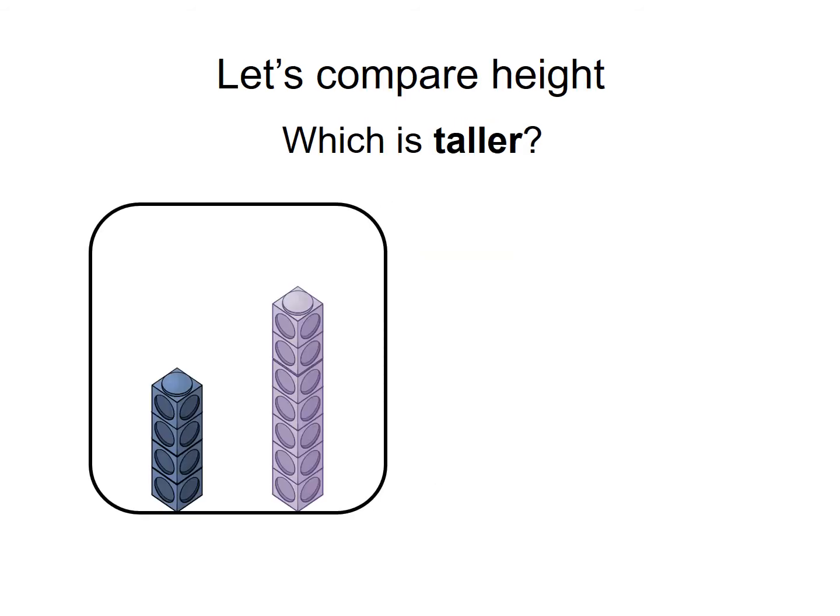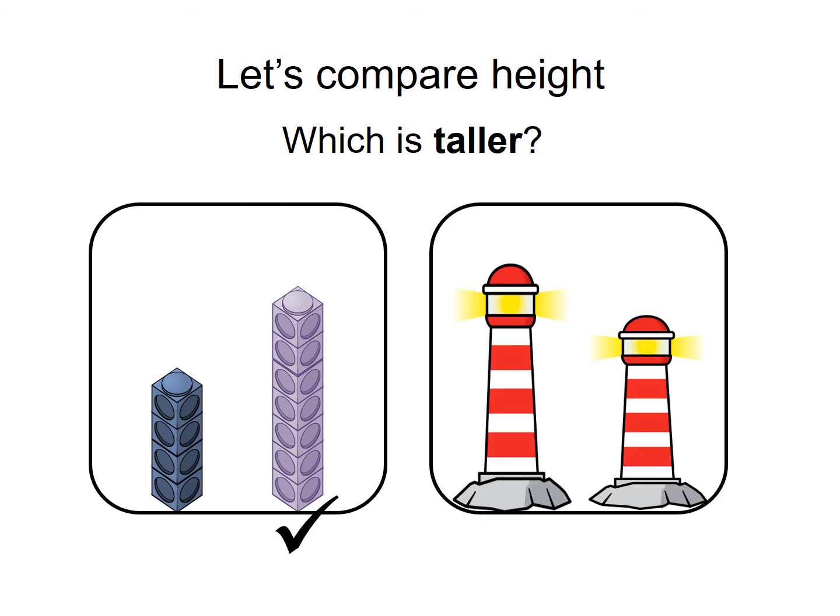So we're comparing the height again, which tower is taller this time. So put a tick under the tower that is taller, that has got more cubes on it. Well done if you ticked that one. As you can see, that one is a lot taller. It's 3 cubes more than the other one. And then which lighthouse is taller? Well done if you ticked that one.